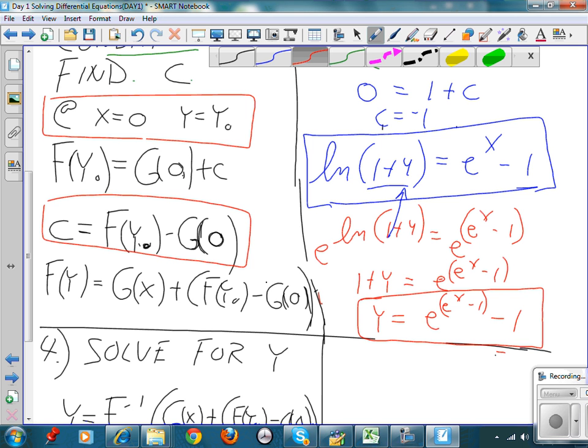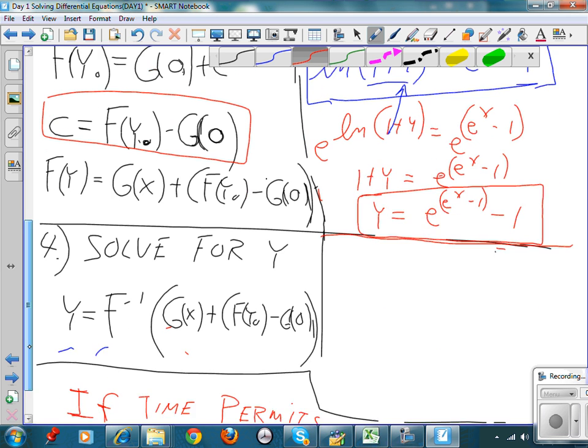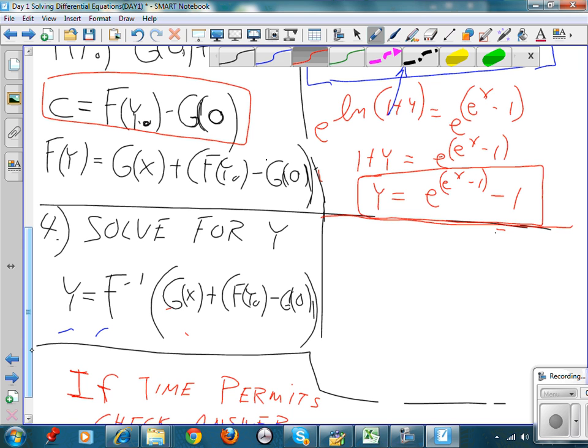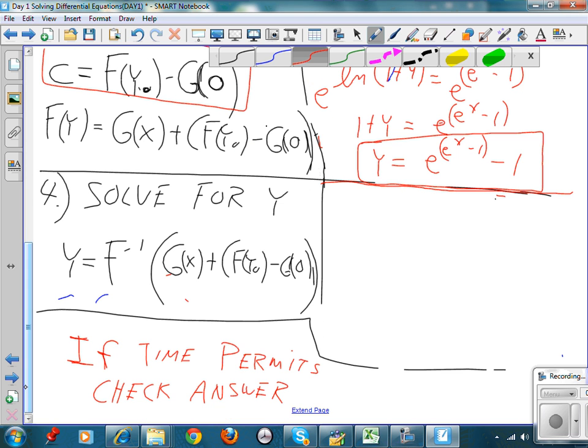Okay? So there you go. There's my answer in this case. There's my function of y. If time permits, what could I do? This is a solution. If time permits, I could plug this back in. Remember, it better satisfy this: dy dx was equal to y plus 1 over e to the x. If I plug it back in, you'd see it would solve that.